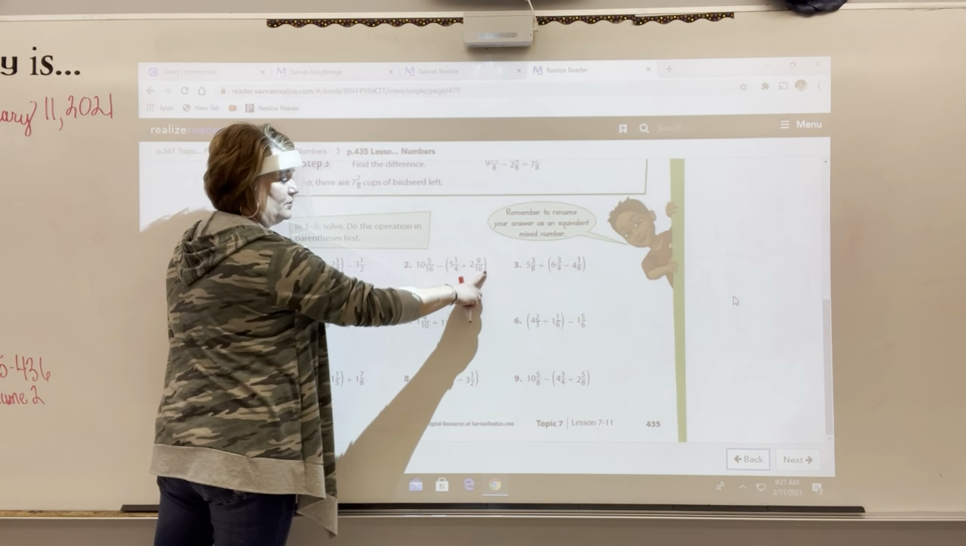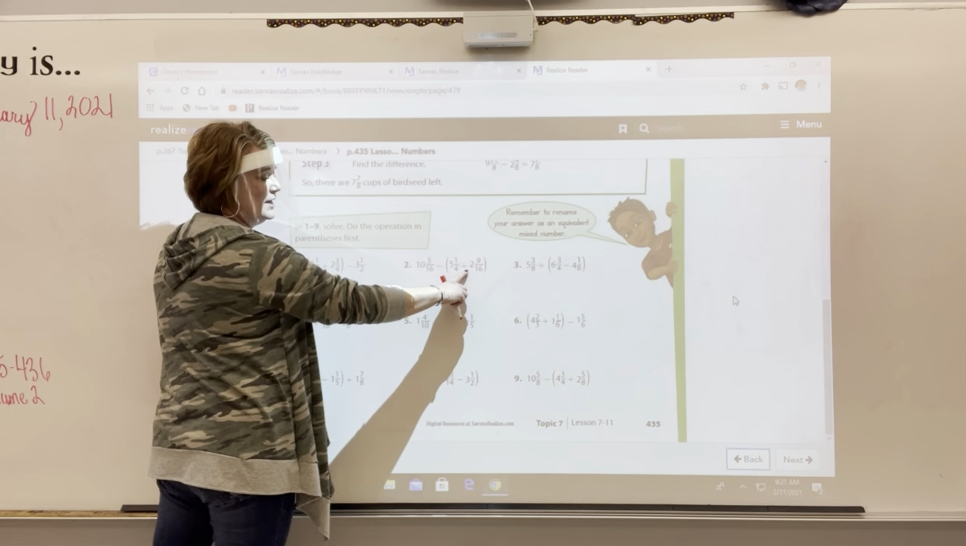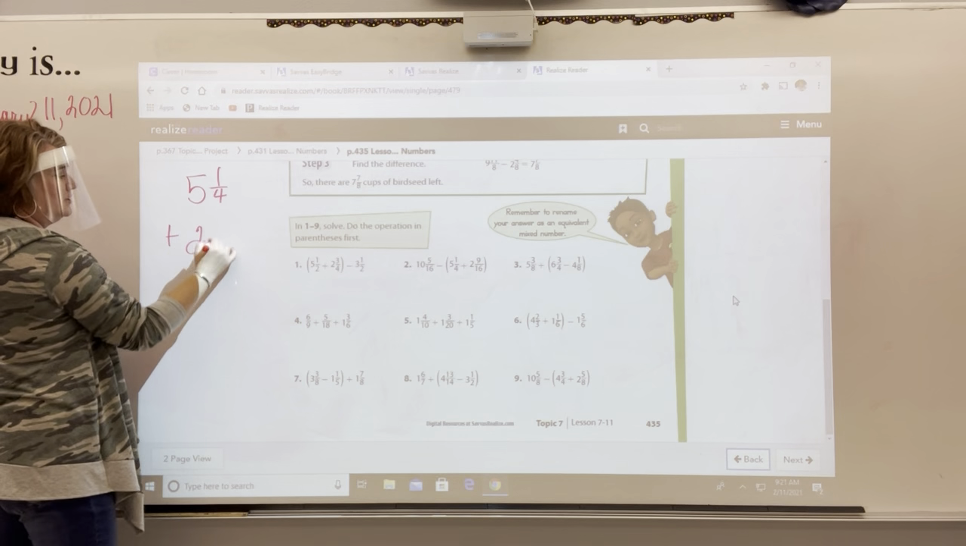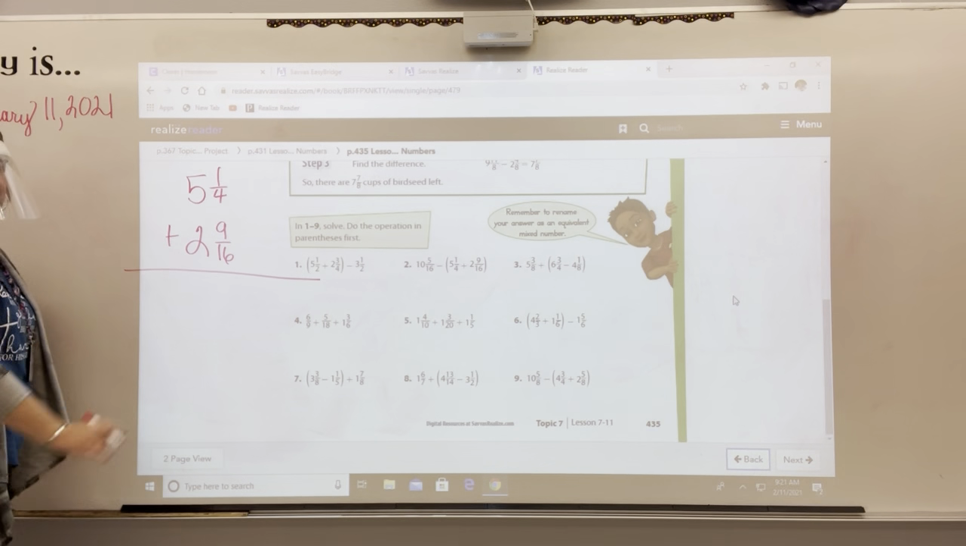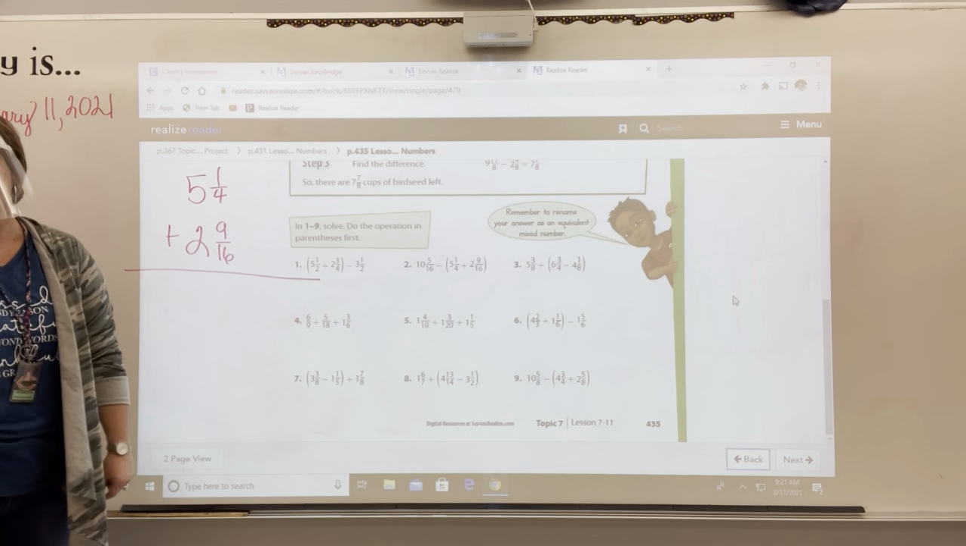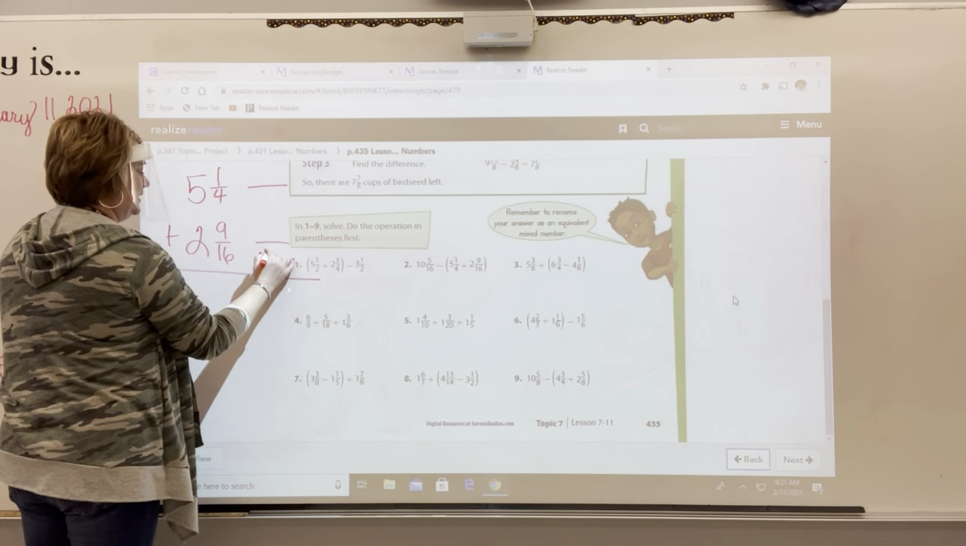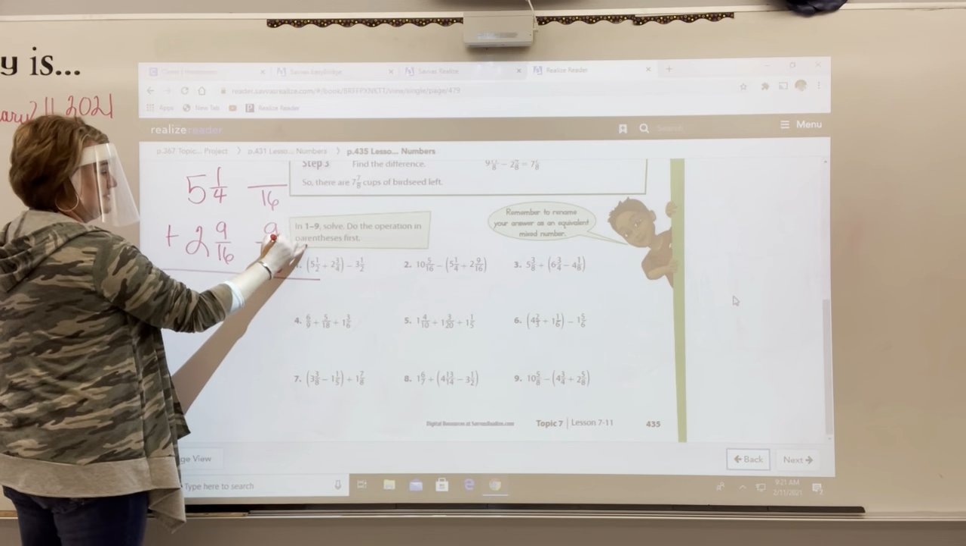Remember real quick, you have to do parentheses first and pay attention to the sign. So this parenthesis has a plus sign in it, so we're gonna add first. So 5 1/4 plus 2 9/16, and we're adding. Get your pencil on 16, because that's the biggest denominator. Is 4 times anything going to get me that 16? Yes. So we're going to use that as our denominator, which means the bottom stays exactly the same. That doesn't change. So on the top, Xander, how do we go from 4 to 16? 4 times what gets me 16? 4. So that means 1 times 4 is 4.